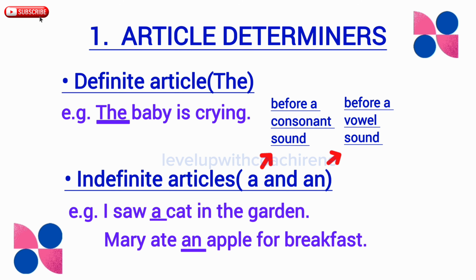The difference between definite and indefinite articles is that the definite article the is used to refer to something specific that is known to both the speaker and the listener, whilst indefinite articles a and an are used to refer to something that is non-specific or not previously mentioned.